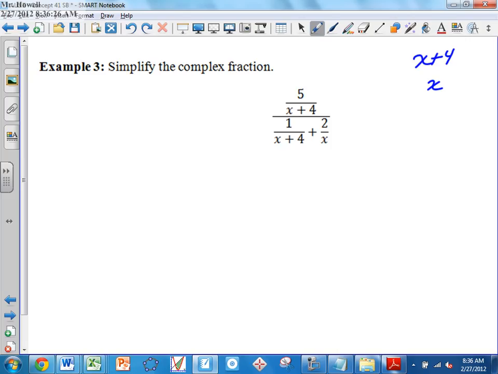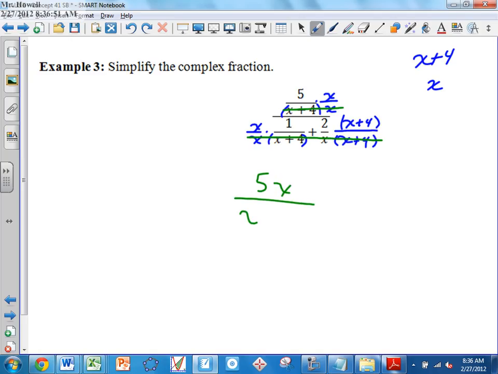So clearly we're missing an x plus 4 here, an x plus 4 here. Notice the parentheses. We're missing an x in both of these. We're missing an x up top as well. Now look at all your denominators. They are all identical. Cancel your denominators. And this results in a simple 5x over x plus 2x plus 8.